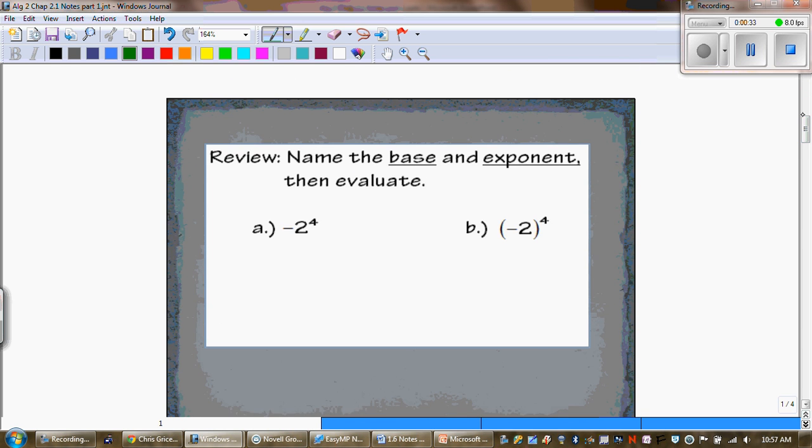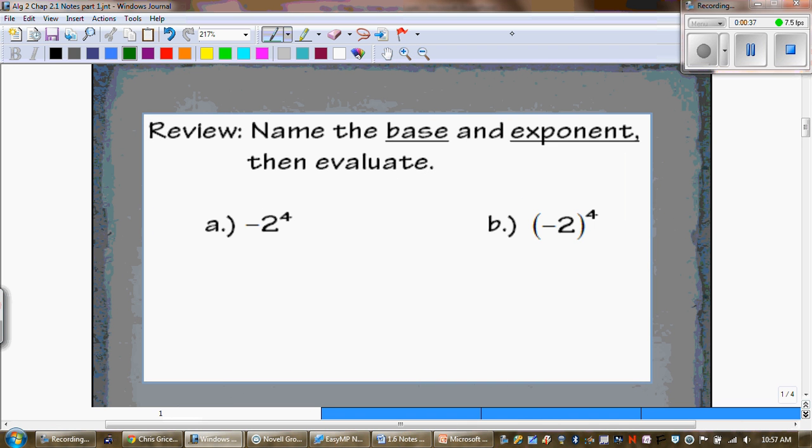Now, reviewing the base and exponents, okay? So, remember that the base is what is in front of the exponent. So for this example right here, my base is just the 2. That's the only thing that's in front of that exponent. And my exponent, well, that's the 4, okay?